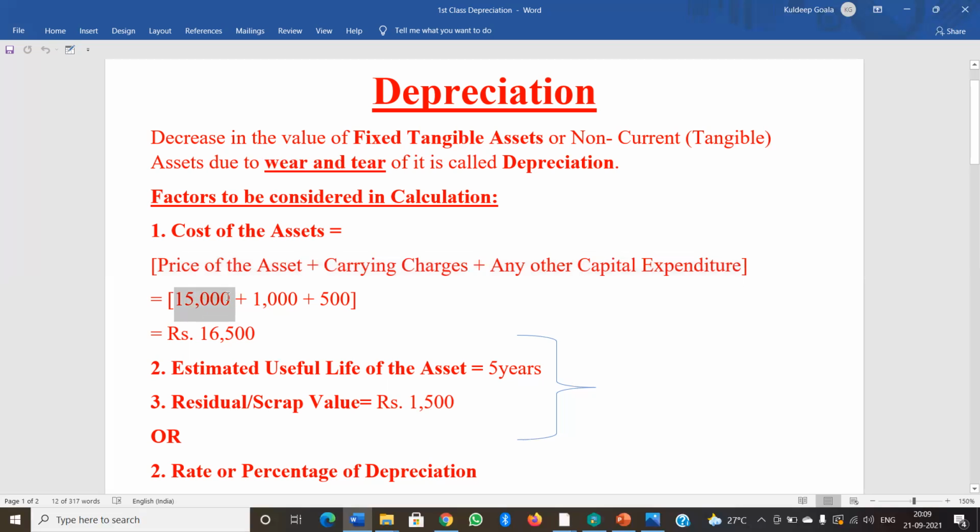Suppose the asset has a price of 15,000 rupees, and 1000 rupees you are spending on carrying charges, and 500 rupees for installation or any other major repair that you are going to do at the time of purchasing the asset. All the sum together makes the cost of the asset, that is 16,500 rupees.